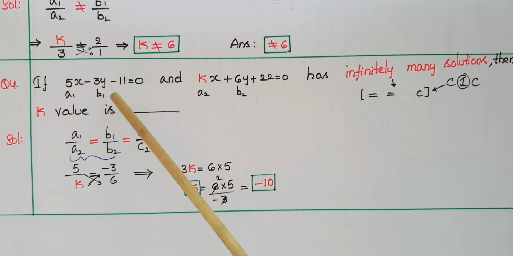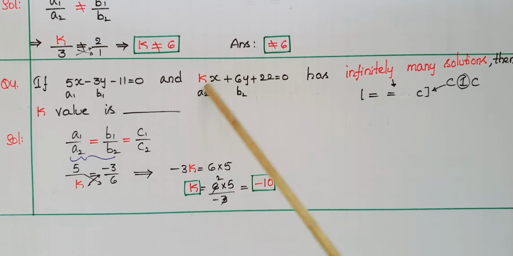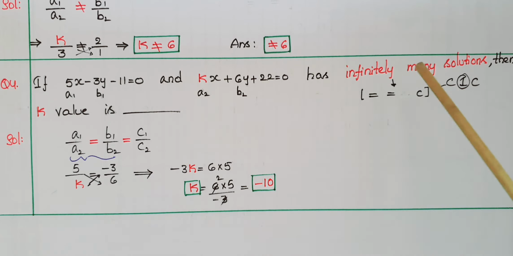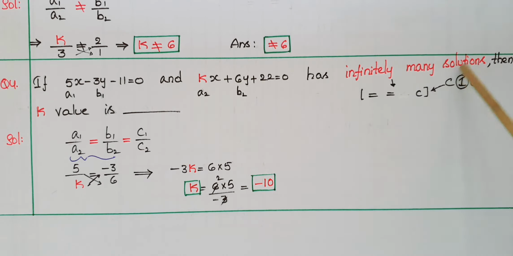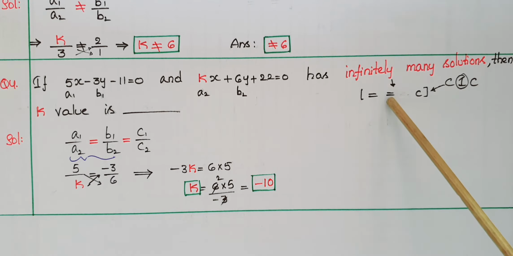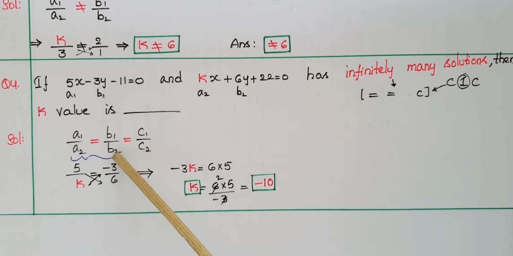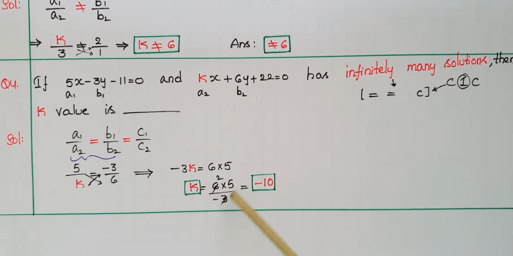This is next problem. If 5x minus 3y minus 11 is equal to 0 and kx plus 6y plus 22 is equal to 0 has infinitely many solutions, then k value is dash. So infinitely many solutions means C, I, C: coincident lines. So equal, you can apply equal. a1 by a2 is equal to b1 by b2 because here a2 is k. So 5 by k is equal to minus 3 by 6, that is minus 3k is equal to 6 into 5. Then k is equal to 6 into 5 by minus 3, that is minus 10.